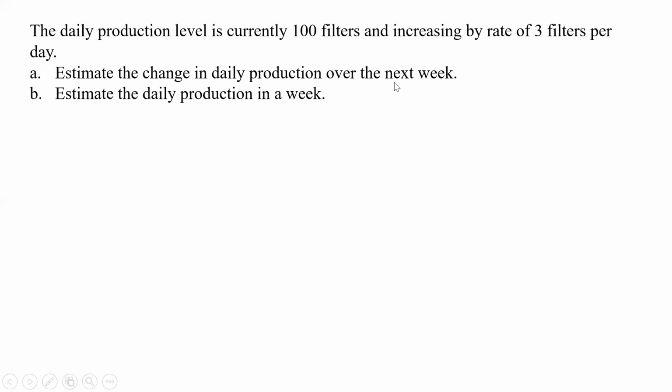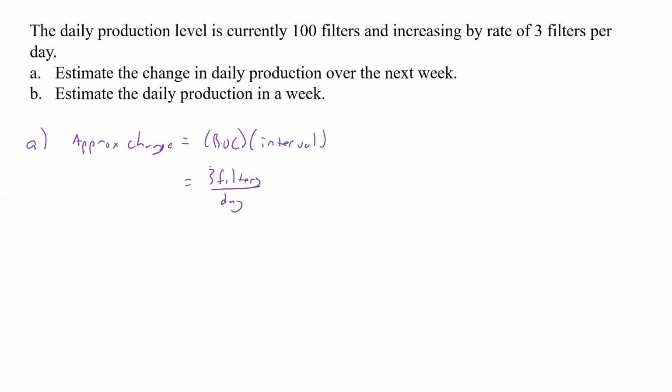All right, well, A is going to be, what do we have? Well, we have our approximate change is going to be equal to our rate of change times our interval again. So we're just writing it out every time so we know what's going on. Our rate of change, 3 filters per day, times, well, we're doing it for a week, so that's going to be over 7 days.